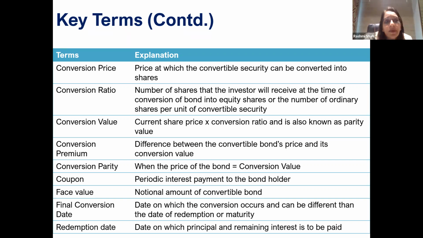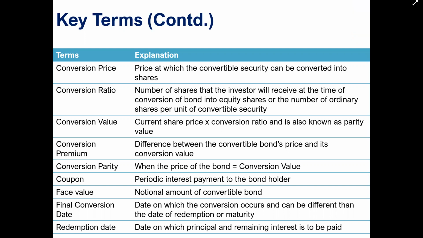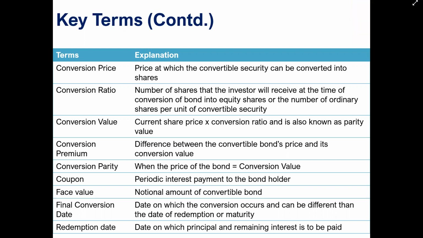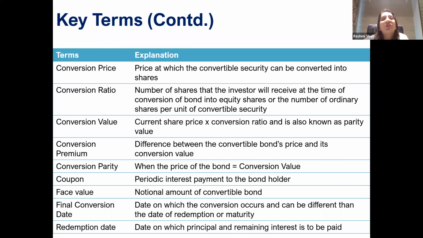If my current share price is 50 rupees, the conversion ratio is 5:1. What is the conversion value? Prashant. Yes, that's right. Yeah, so it will be 50. How did you get it, Prashant? 50 multiplied by 5 because the conversion ratio is 5. Yes. Okay, so in other words, the conversion value is actually the money worth of the convertible debenture if it is converted into equity shares today.